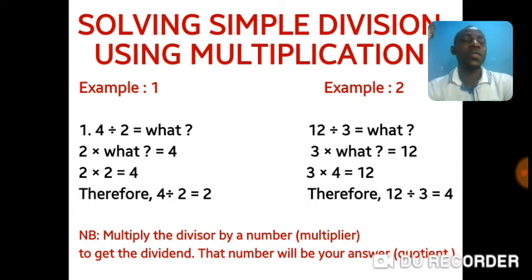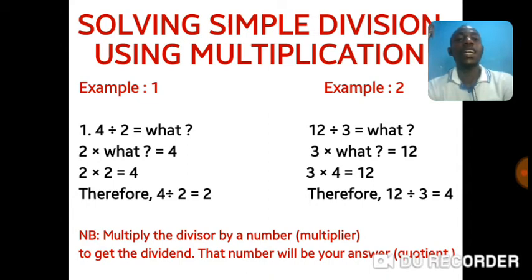Let's do some multiplication. Let's go. 2 1s are 2. 2 2s are 4. Very good. 2 times 2 will give us 4. And so therefore, 2 is the unknown answer.